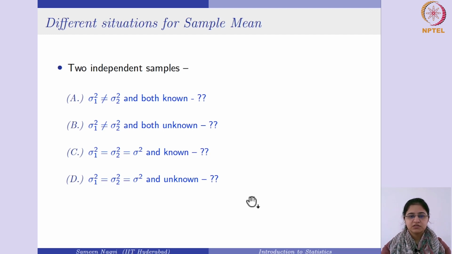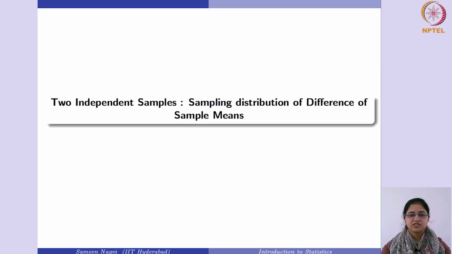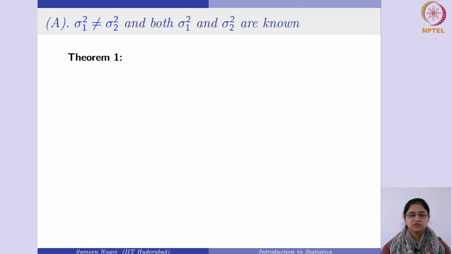So we will see each of them, and also when we have dependent samples, how do we deal with it? So we will begin with the first one, that is the two independent samples. We have the sampling distribution of difference of sample means. In this case, the first theorem, as you see in the heading that I have written, is that the two variances are unequal but they are known to you.